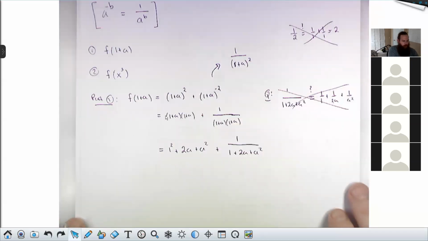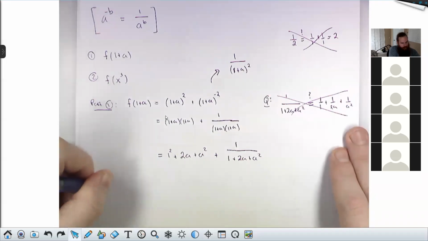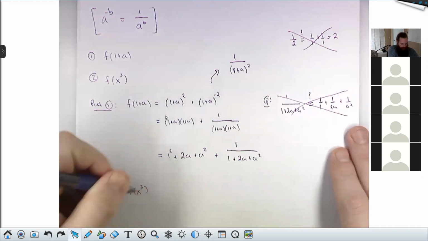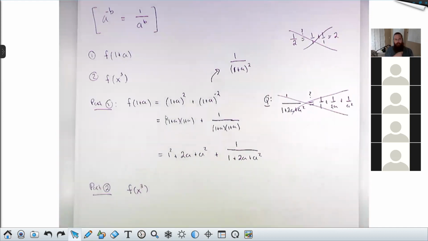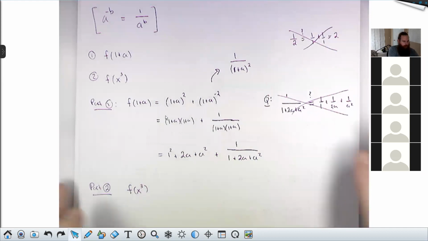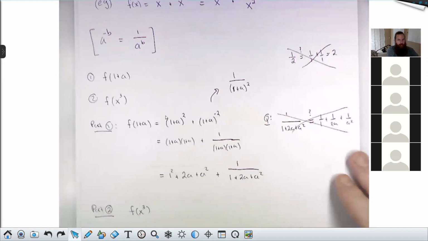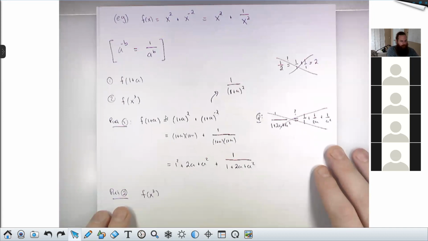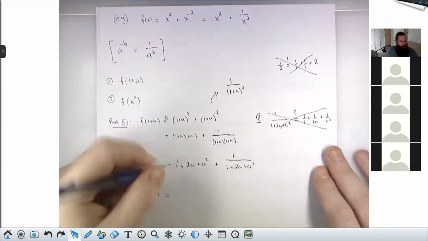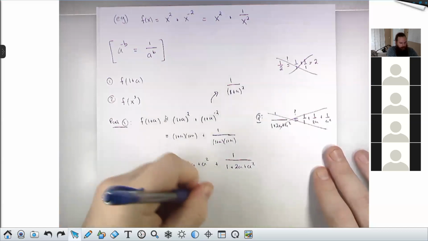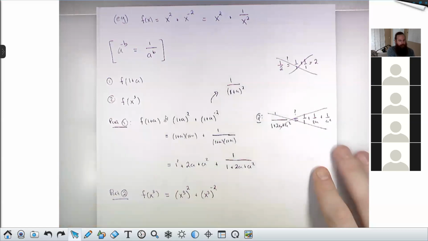What about part 2? How would I find f of x cubed? No, it's gone off the camera here. We can't quite see it. F of x, remember, is x squared plus x to the negative 2. So this would be x cubed squared plus x cubed to the negative 2.